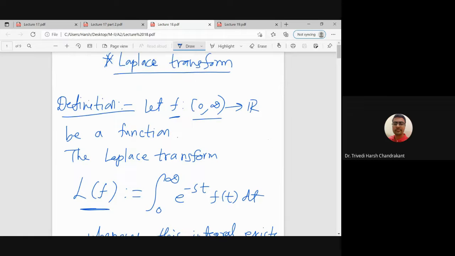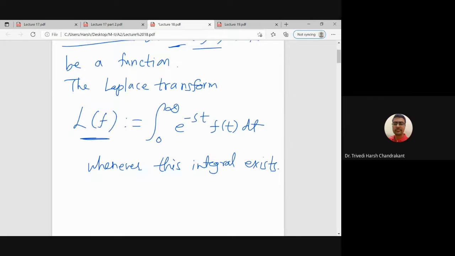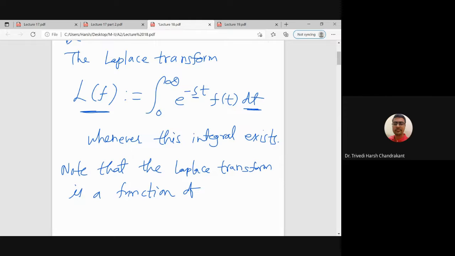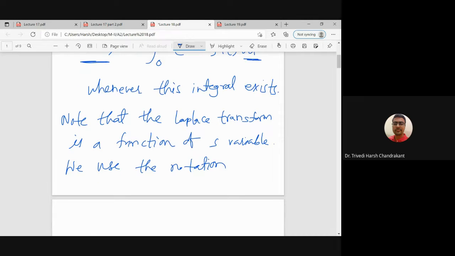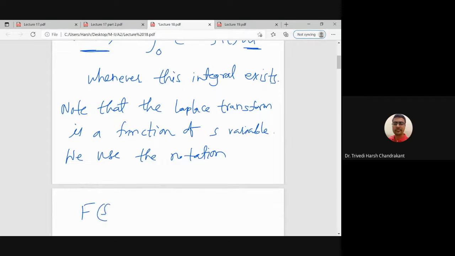All right, so this is just a definition. We are given some function f, we will find this integral, that is the Laplace transform. And note that the Laplace transform is a function of, so it does not depend on the t variable, because now we have integrated with respect to t, so it is only a function of s. So it is a function of the s variable, and that function corresponds to the small f function. So we use the notation F of s for the same quantity.